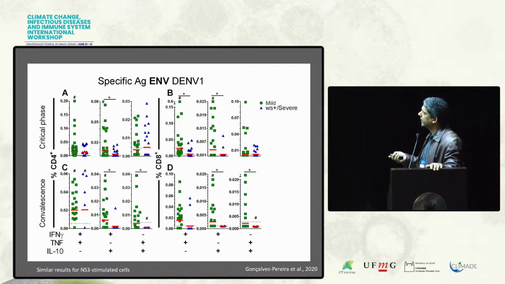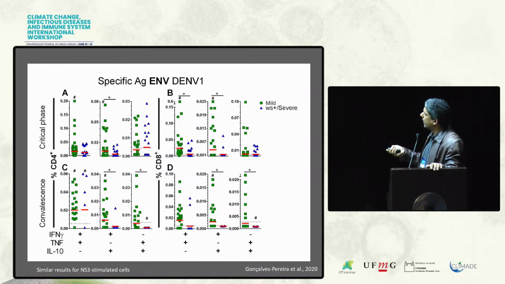We also investigated double producer cells, which are multifunctional T cells. We found this very interesting population producing interferon gamma and IL-10 at the same time, present in individuals developing mild dengue, both during critical and convalescence, and in the CD4 compartment and also in the CD8 compartment.